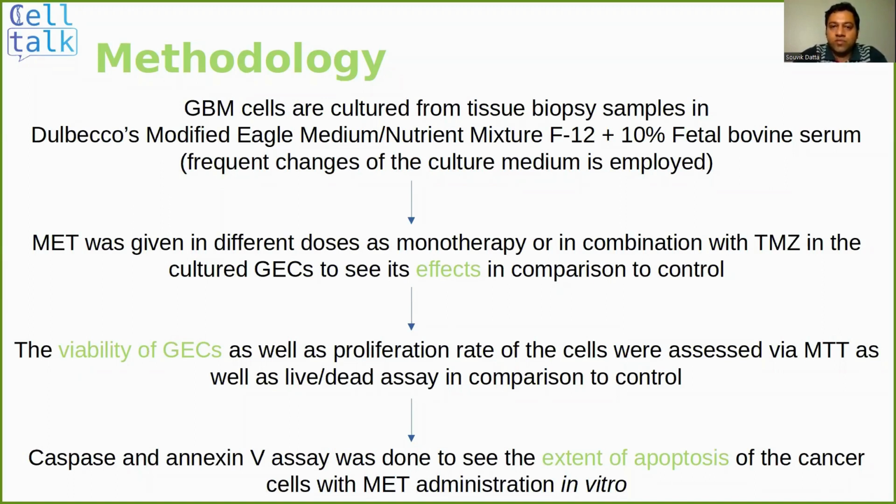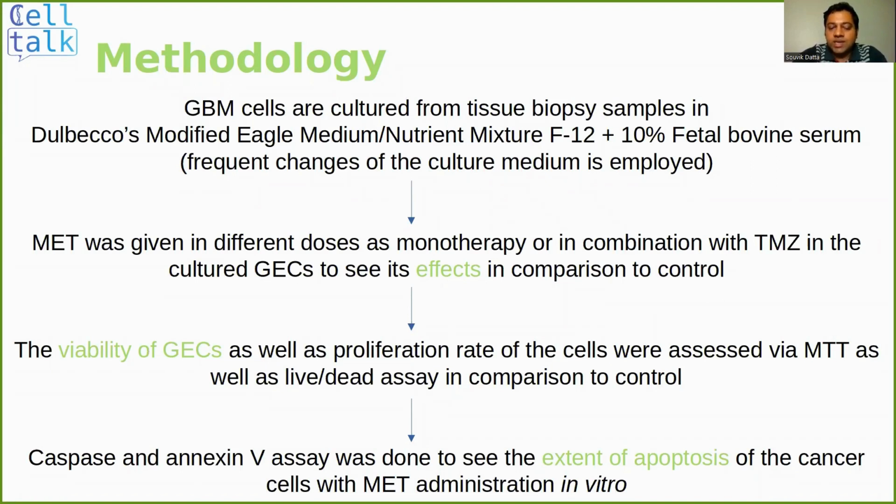After culturing for a few phases, subculturing and culturing of the total GBM endothelial cells, they were given the treatment of metformin as well as a combination of metformin with TMZ. So there were three sets of experiments that they have done. One, they have treated the GBM cells with metformin alone. Then they have tried the combination therapy of TMZ with metformin, and they have kept another one without any treatment, treated as a negative control.